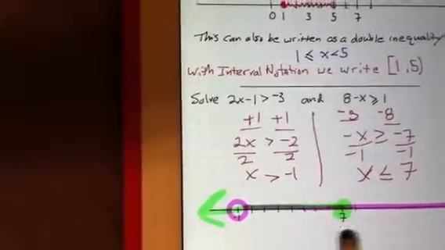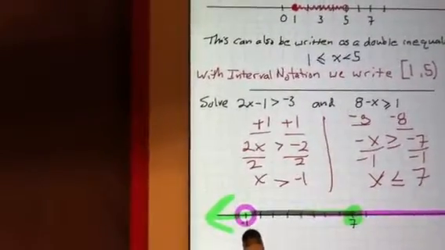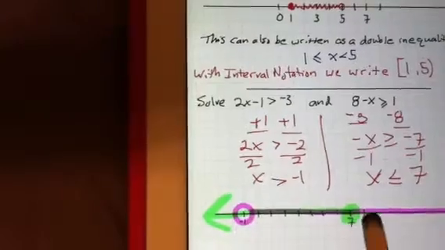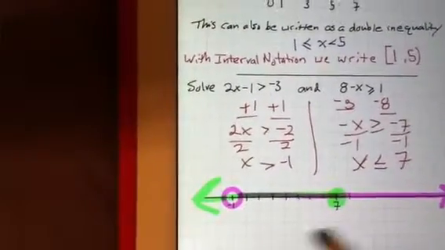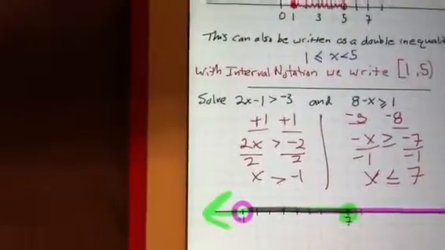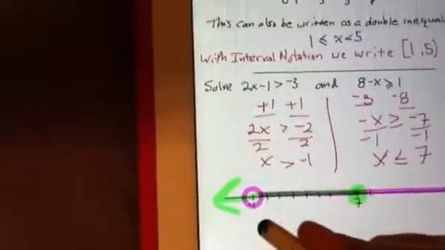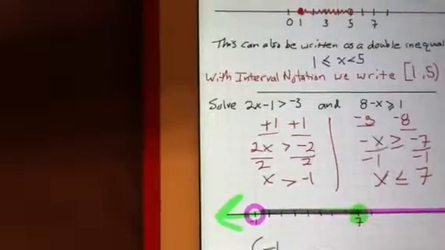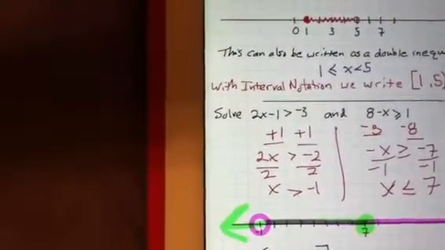So between negative 1 and 7, and overlap, I can't use negative 1 because of the open circle, but the closed circle means I can use 7. Okay? So I could write that as a double inequality since it's a contained interval, right? I can't use the arrows on each side. So then I think my answer with interval notation would be parenthesis negative 1, comma 7 bracket.